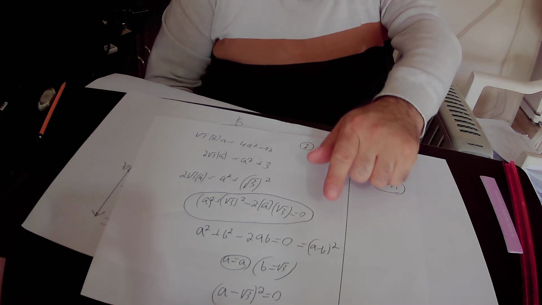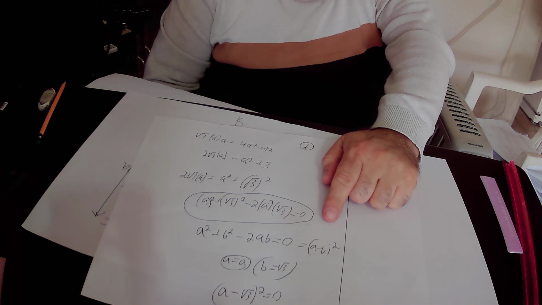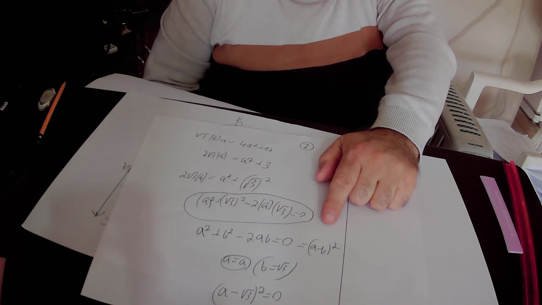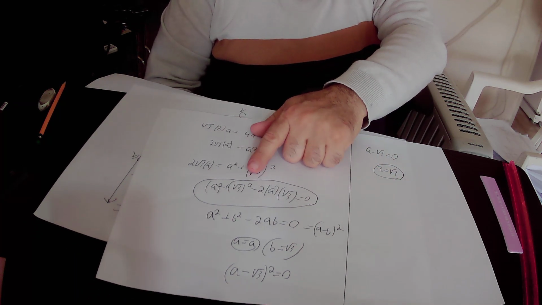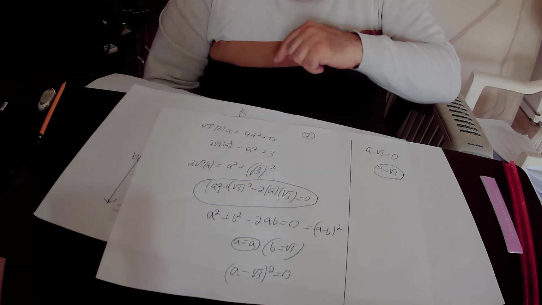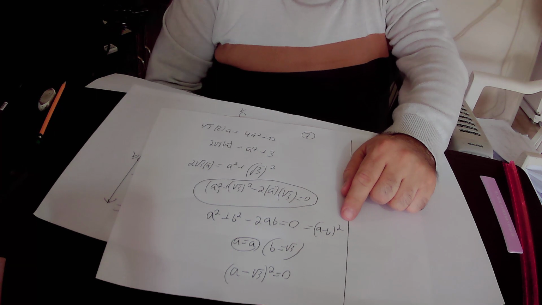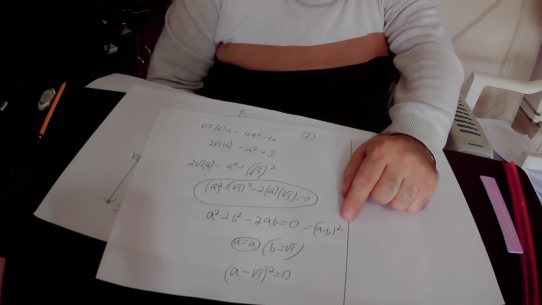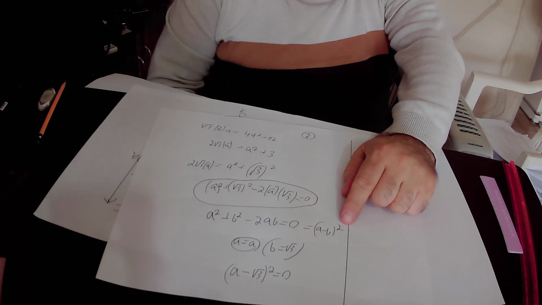It is very similar to the algebraic identity that a square plus b square minus 2 times ab equals to 0, and it equals also to a minus b square. So we can substitute this expression by a minus b square. Here in our specific equation a equals to a and b equals to square root of 3 units. So a minus b square will be equal to a minus square root of 3 square, and it equals to 0.